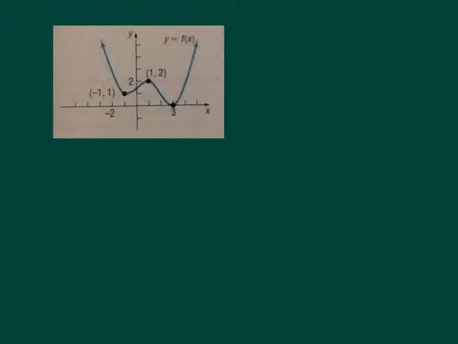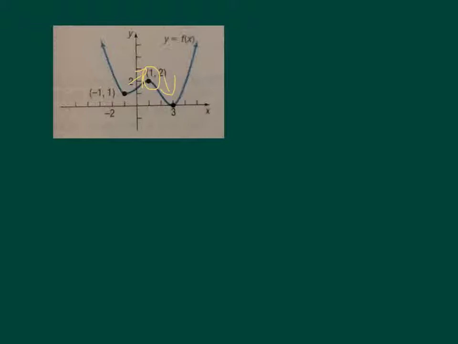Okay, so if we look at this graph, does it have any local maximums? Yes, it does. Right here at (1, 2). Why? Because on either side, the y values are less. And to the left of it, it is increasing, and to the right of it, it is decreasing.